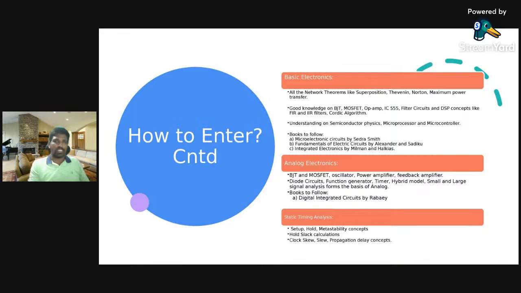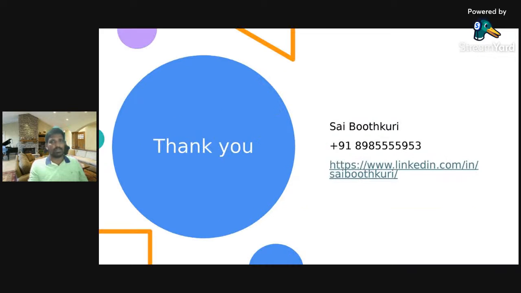You can follow the Digital Integrated Circuits book by Rabaey. It's one of the best books that is available. And you have to have the idea of static timing analysis, like the setup time, hold time, and the metastability concepts, and the whole slack calculations, clock skew, and all the clock related concepts, like the slew and the propagation delay, right? In order to make sure that you have a good GLS understanding as well as the backend related activities as well.